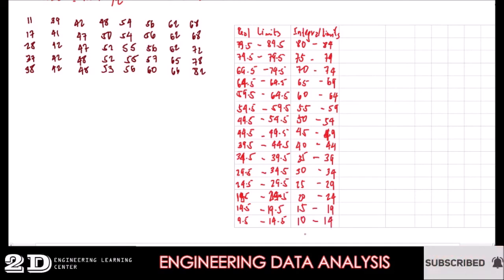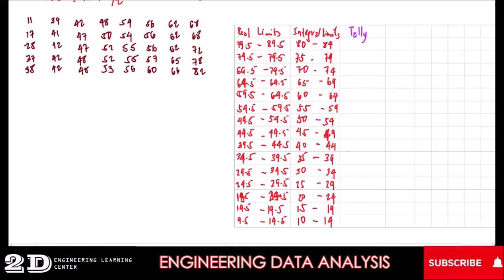Okay, so we have here now the second column, so integral limits. Now we will do the tally. So it's just that one, purple. Okay, tally. So the tally is just you are going to check if our given data fall between the integral limit. For example, the first integral limit, 80 to 84.